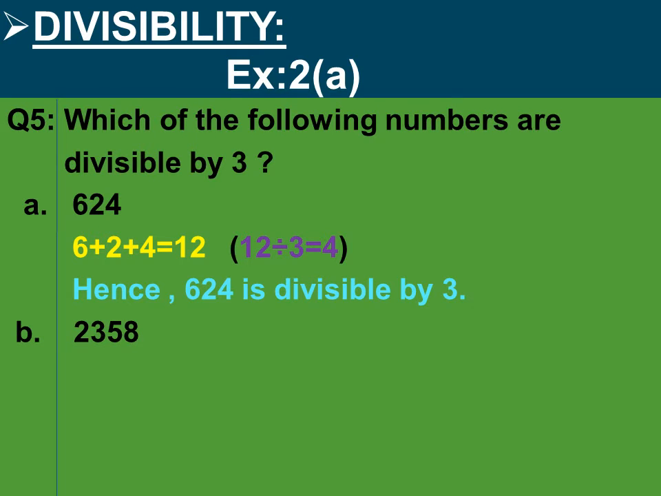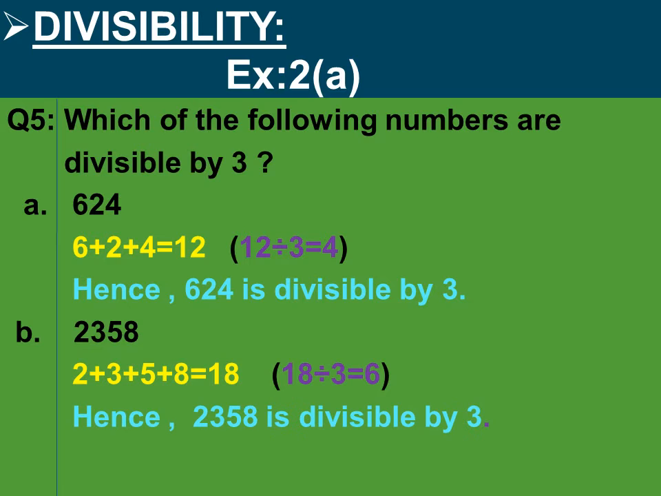Now we will move to the next part, that is part B. Dear students, in part B, we have a 4 digit number. For checking the divisibility of this number for 3, we will just add all the digits of this number. After adding, we will get our answer 18. When we check the divisibility of 18 for 3, 3 6s are 18. 18 is completely divisible by 3. So we can say that the whole number, that is 2358, is divisible by 3.